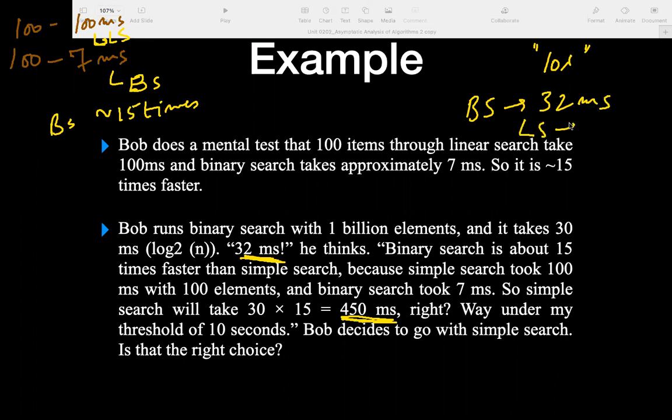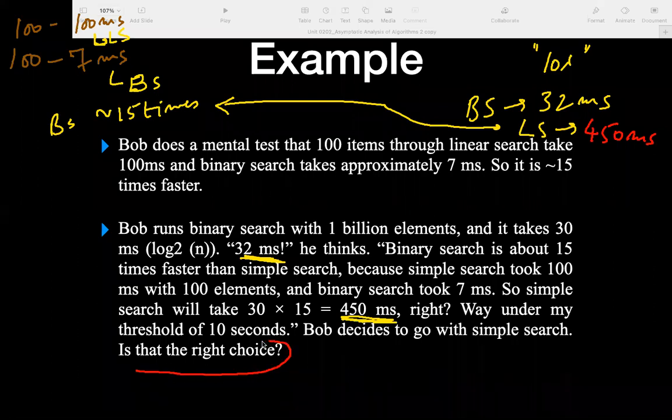And if I do linear search, from this mental calculation he says that linear search is going to take approximately 450 milliseconds. Now Bob decides to go with simple search, because he doesn't have to do anything at all. One by one he'll compare among the elements, and he will find out that here is my item. So you have to tell us whether it's a right choice for Bob or not. If yes, why, and if no, why.